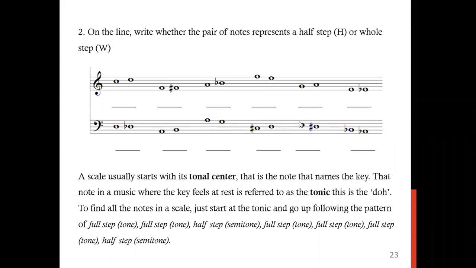From E to D sharp, that is a half step. Then the last one, from B flat to A flat. That's a whole step. Is that a whole or half? The whole. That's a whole.